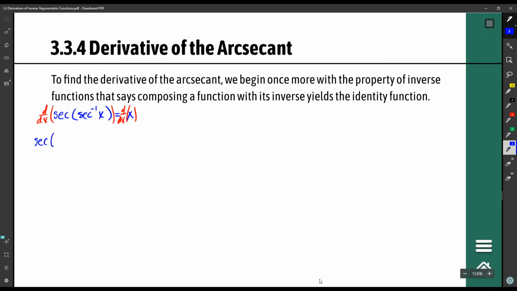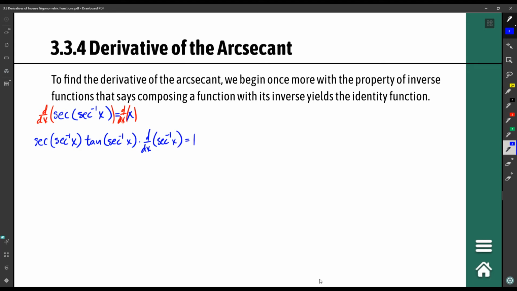We're going to have secant of the inverse secant of x times the tangent of the inverse secant of x, and then times the derivative by chain rule of the inverse secant of x, and then this is equal to 1 on the right side.